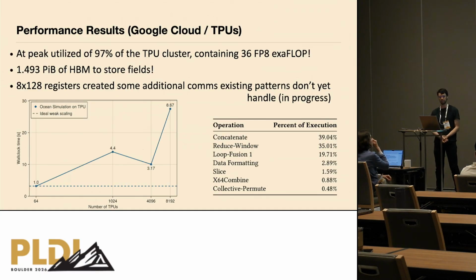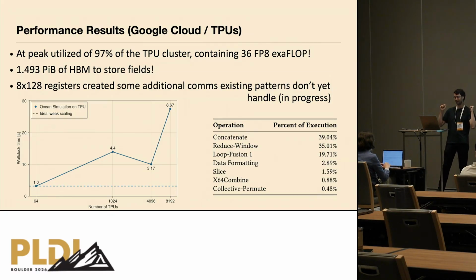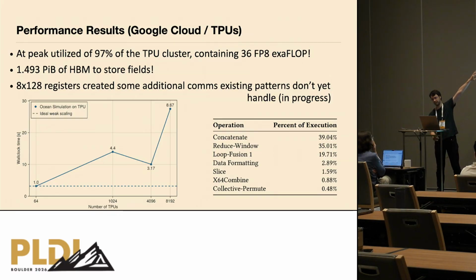We can also go ahead and run on the TPUs, like promised. At peak from this, we managed to use 97% of the overall TPU cluster, which itself contained 36 FP8 exaflops. In total, we used almost 1.5 petabytes of HBM to store the fields. There are some extra caveats here that we didn't fully fix in some distributed optimizations that I'll mention in a second.